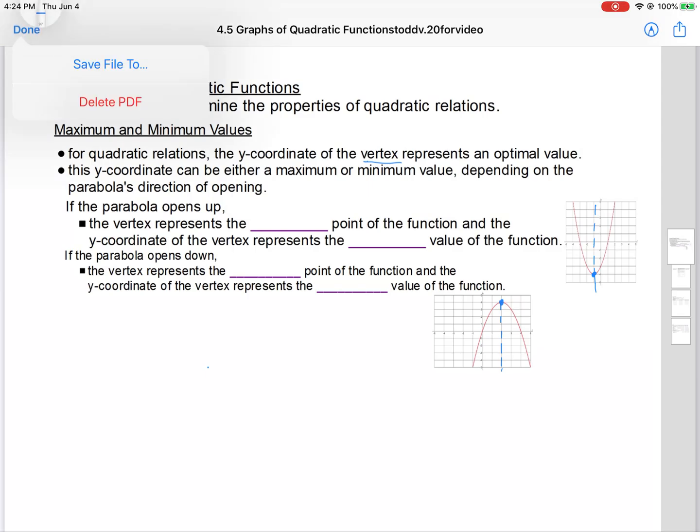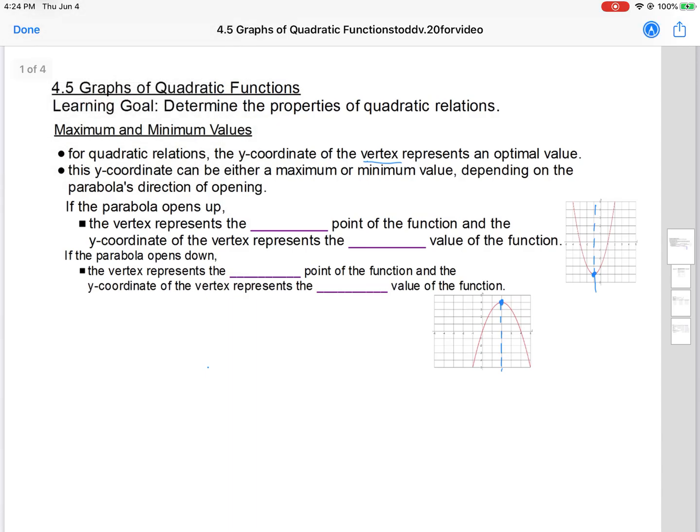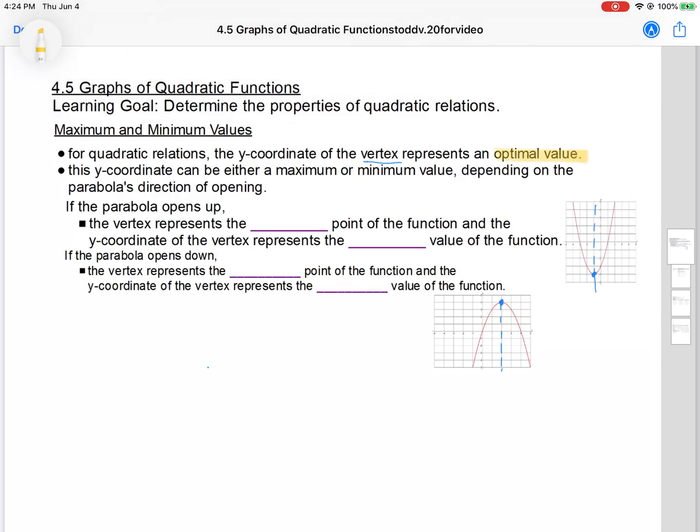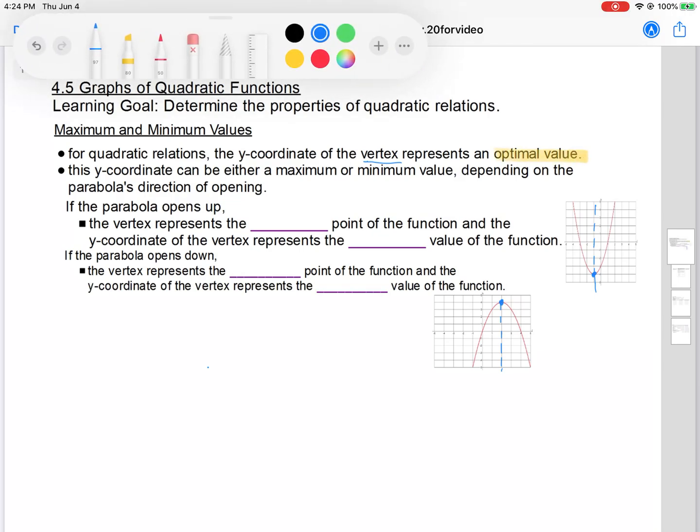And we're going to use the term optimal value, which is really just the most extreme point. So again, when we talk about maximizing area, then the vertex is going to help us with that. We're going to talk about maximizing profits, then the vertex will help us with that kind of thing.